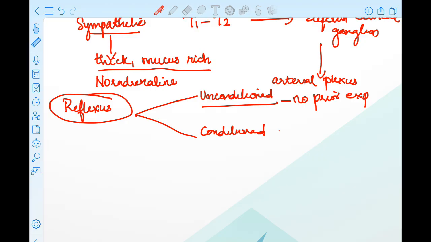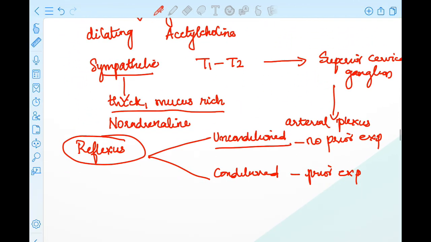Whereas conditioned reflex requires prior experience. That means it does not require any food in the mouth. It is triggered by just the sight of food, the smell of food, or the sound. That means even the thought of food can lead to salivation in the mouth. So the impulses from the eyes, nose, or ear will trigger salivary secretion. That is conditioned reflex. So the sympathetic as well as parasympathetic nervous system is controlled by these two types of reflexes.